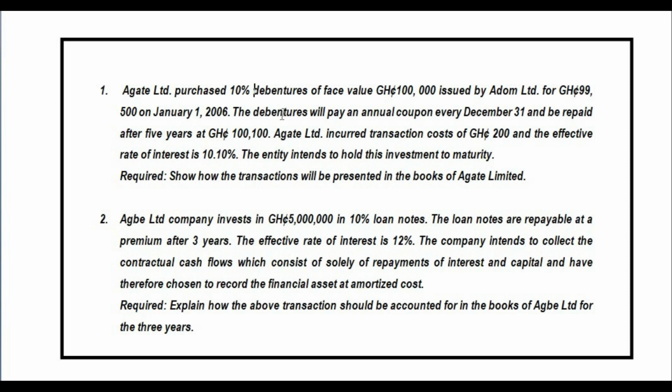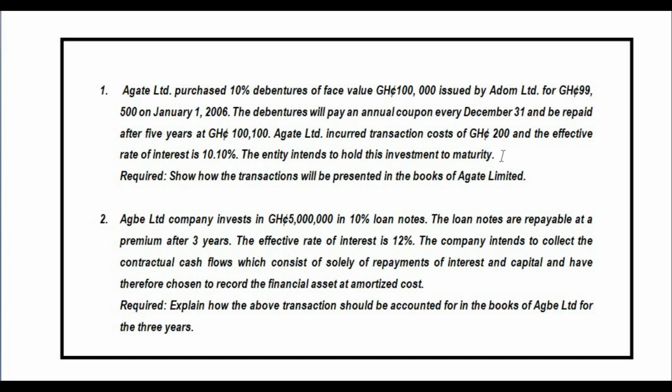That's why we have here the debenture will be paid a coupon, where the coupon will be paid every December 31st. Is that okay? And then the entity intends to hold this investment to maturity.